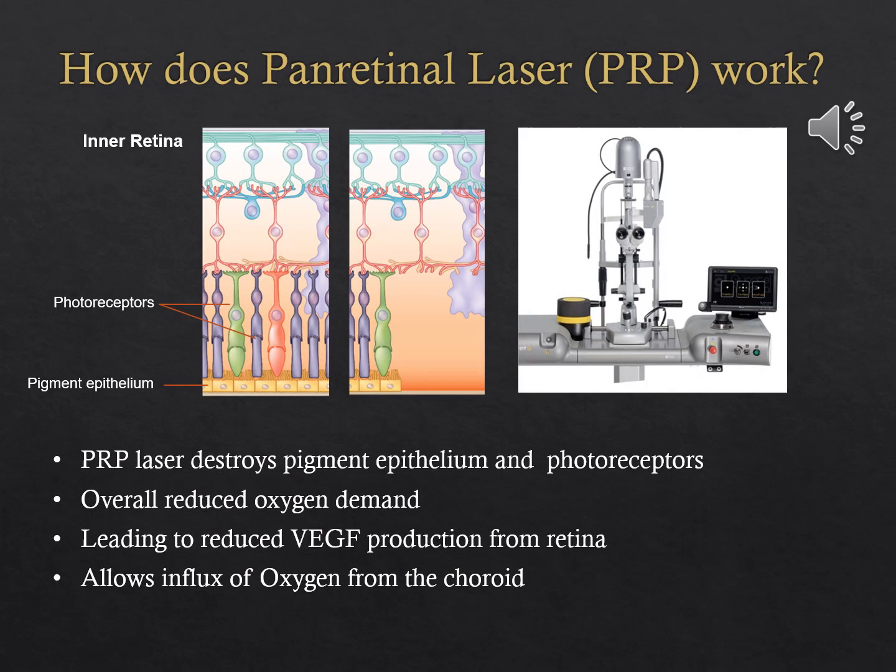This slide shows us how pan-retinal laser PRP treatment works. It is not fully understood, but we know that the PRP laser destroys the pigment epithelium and the photoreceptors in the outer retina. Overall, this reduces the oxygen demand of the retina. This also leads to reduced VEGF or vascular endothelial growth factor production from the retina, and may also allow increased influx of oxygen from the choroid.